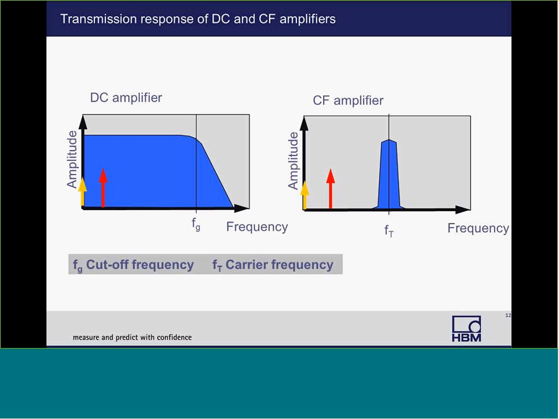Where a carrier frequency amplifier has a very narrow band pass centered around the carrier frequency of the amplifier, and typically those are much higher frequencies such that the thermoelectrics and the 60 hertz and harmonics are avoided. So this will be important here a little later on when I show you some noise examples. But just overall quickly, an AC excitation amplifier has very good noise rejection.